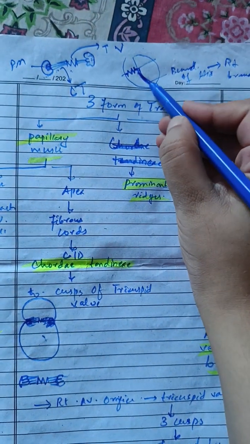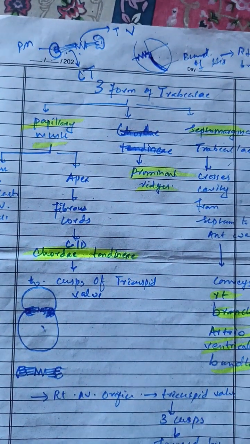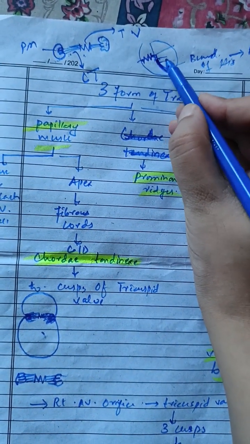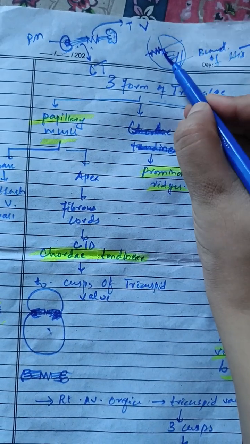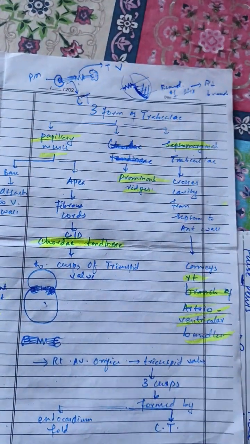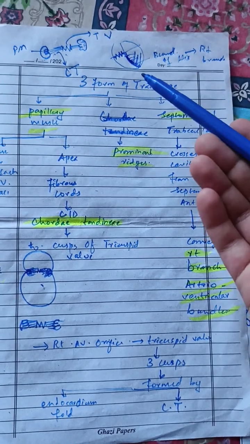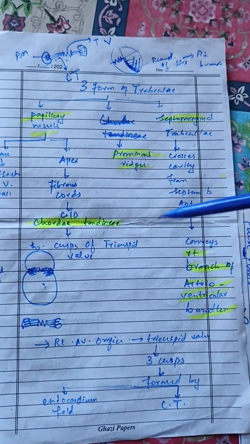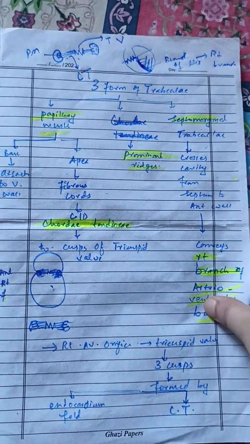This is the septum in between the two ventricles, and these septomarginal trabeculae are basically muscle ridges which extend from this septum and attach to the anterior wall of the ventricle. In these muscles there are some branches of a nerve called the right branch of the atrioventricular bundle.